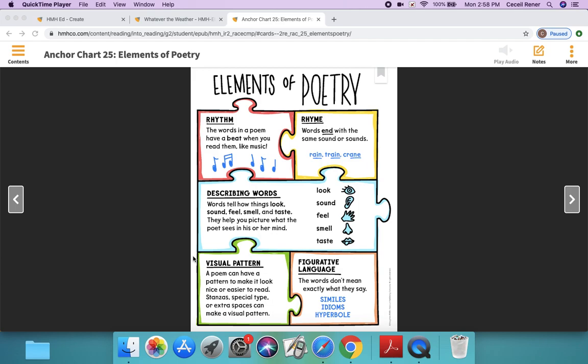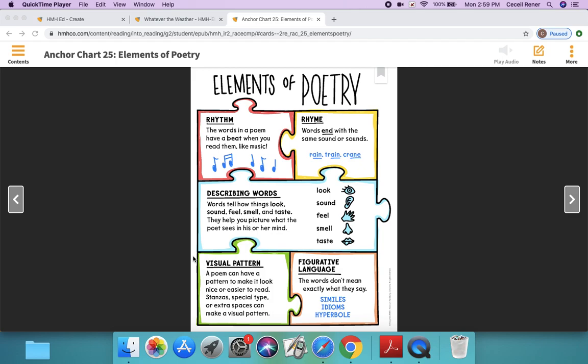Now, poets also use descriptive language, and that's how things look, sound, feel, smell, and taste. And this helps the poet paint a picture in your mind. And so that's what poetry does. It paints a picture in your mind. And all those describing words, they'll describe how something looks, sounds, feels, smells, and tastes. Remember, those are adjectives. So a poet is going to use a lot of different adjectives in their poem.